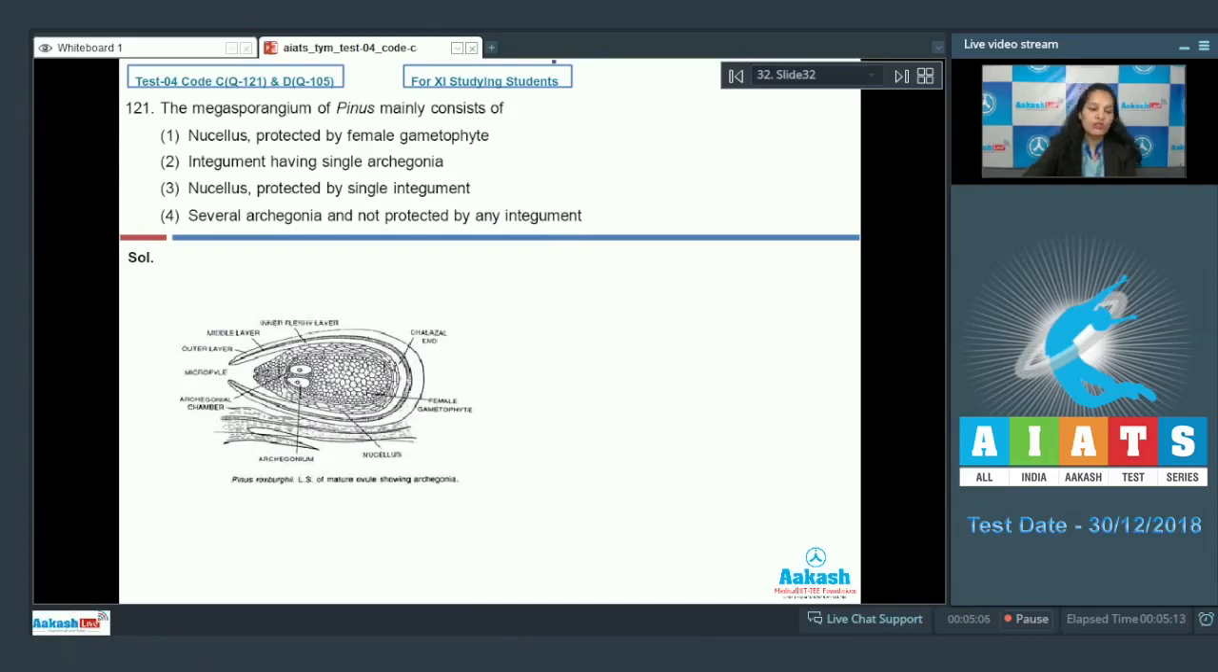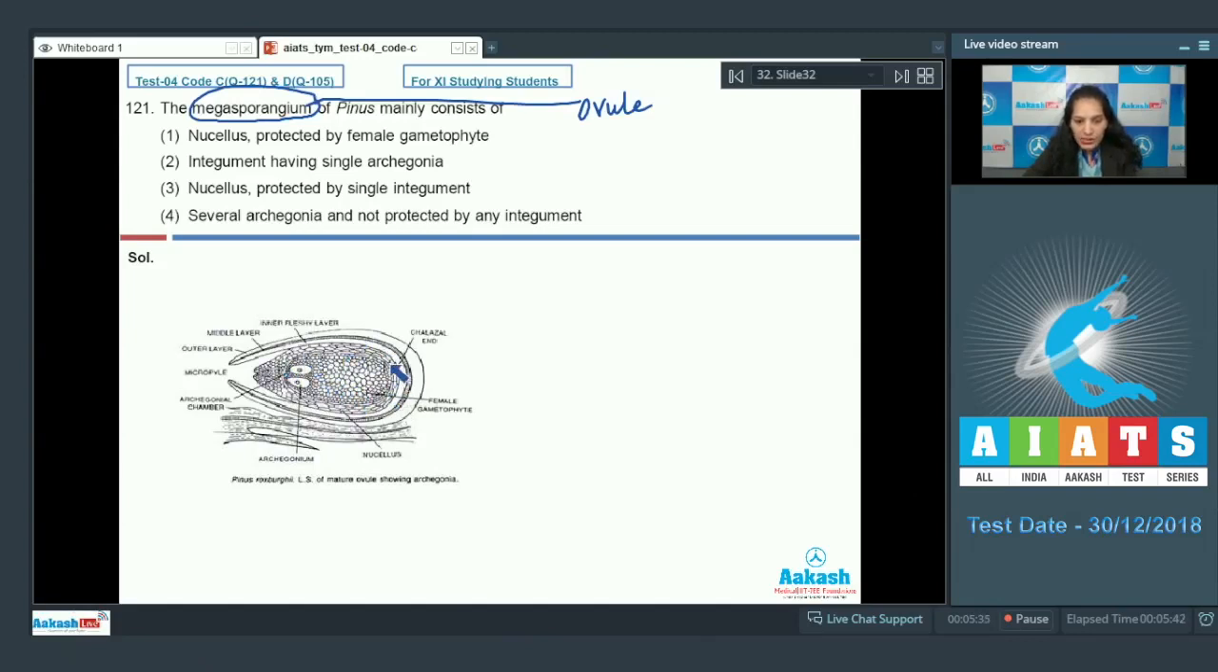The megasporangium of Pinus. What is megasporangium? It is ovule. Another name for ovule is megasporangium. So it is not something which is difficult. It is just the ovule. See, here you can see this is the ovule of the megasporangia of the gymnosperms. Now, as Pinus is a gymnosperm, you can relate this ovule to the Pinus too.